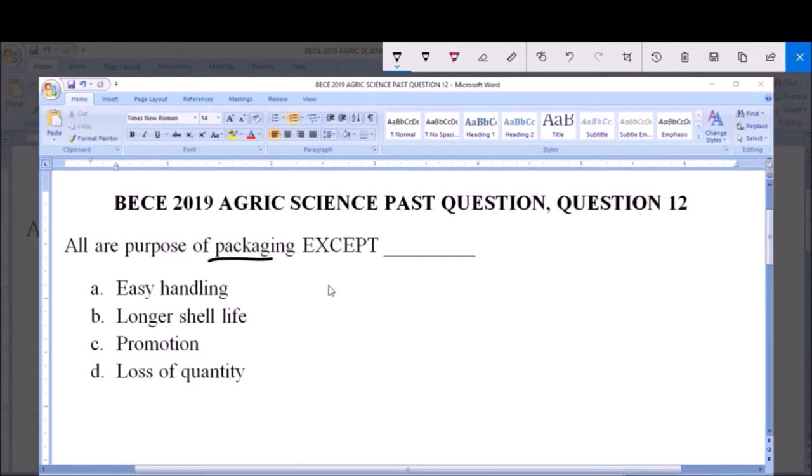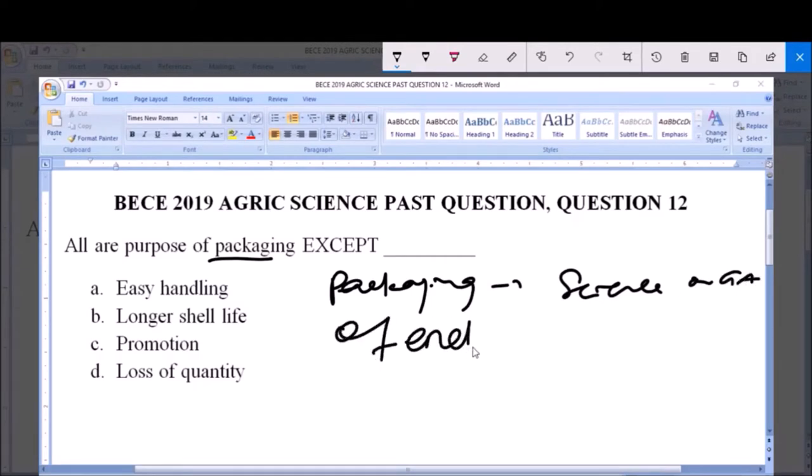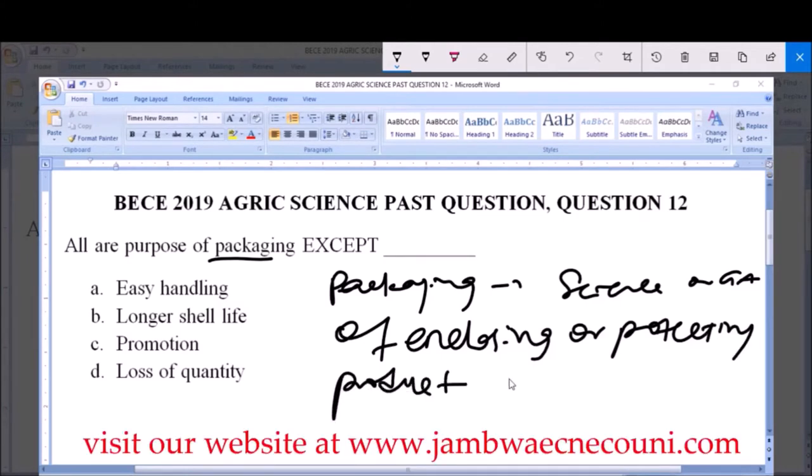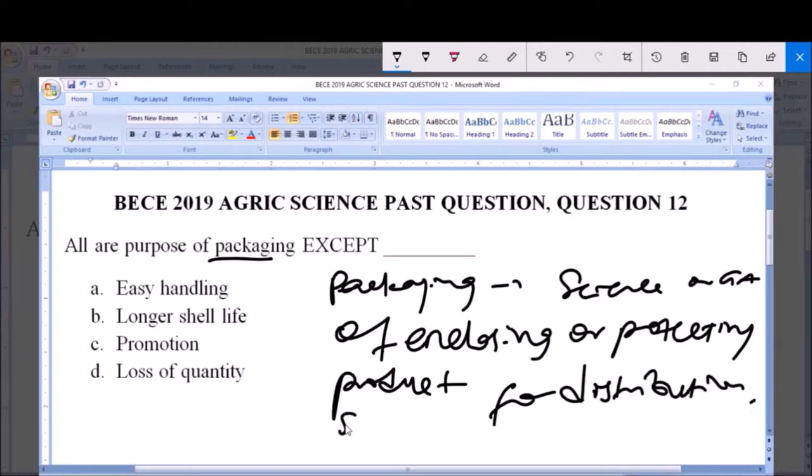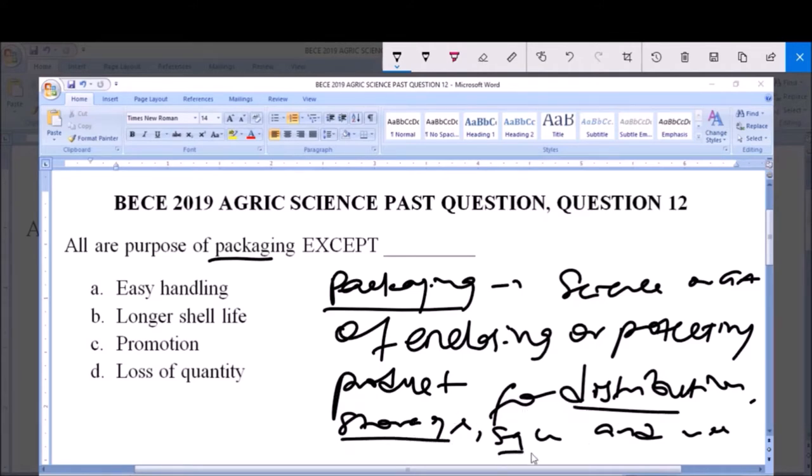But before we pick, what is packaging? Packaging simply refers to the science or art of enclosing or protecting products, in this aspect agricultural products, for distribution, for storage, for sale, and for use. So packaging is the science or art of enclosing or protecting agricultural products for either distribution, storage, sale, or use.